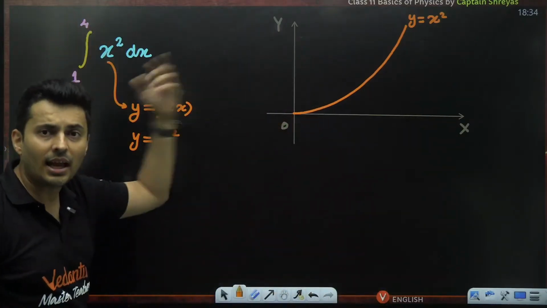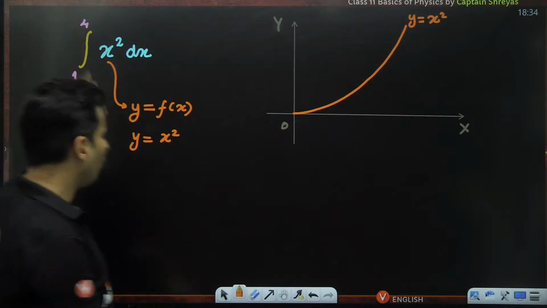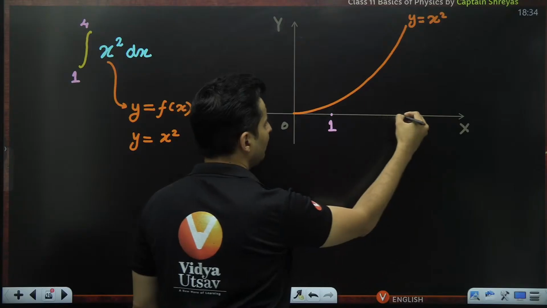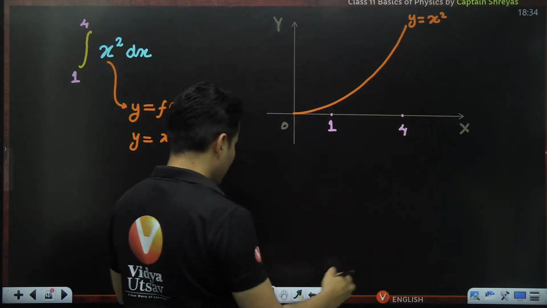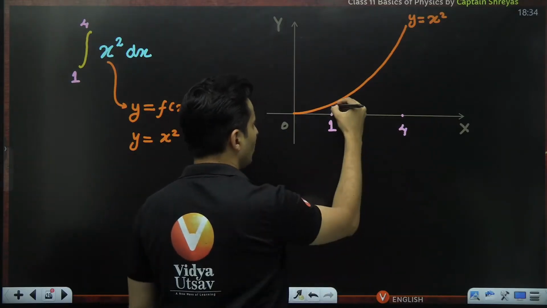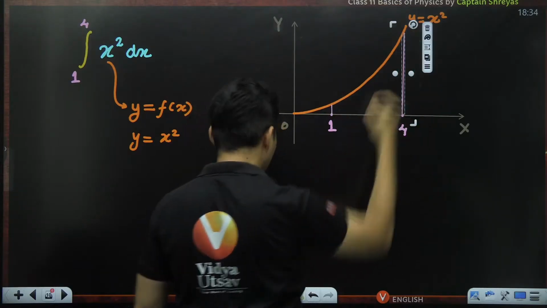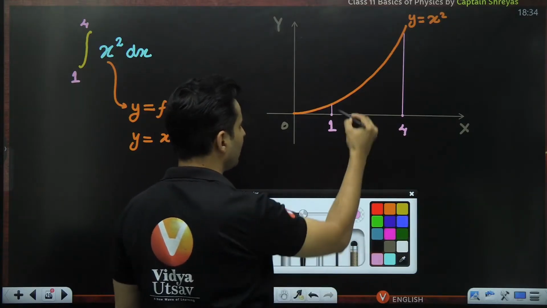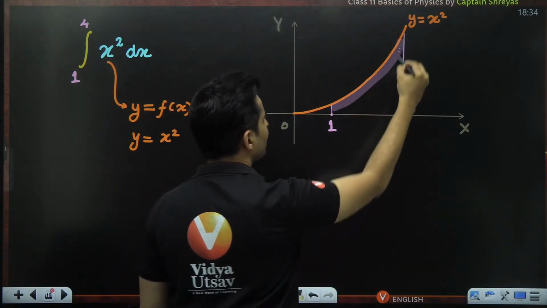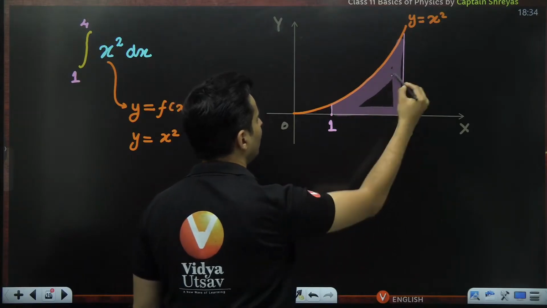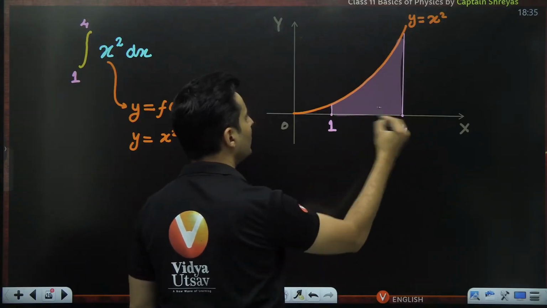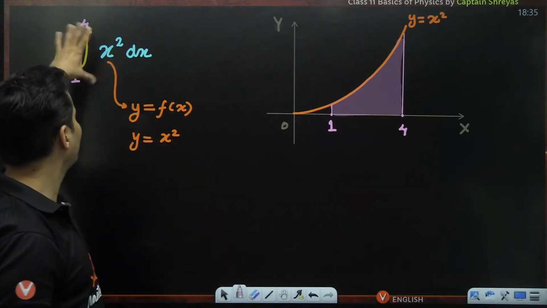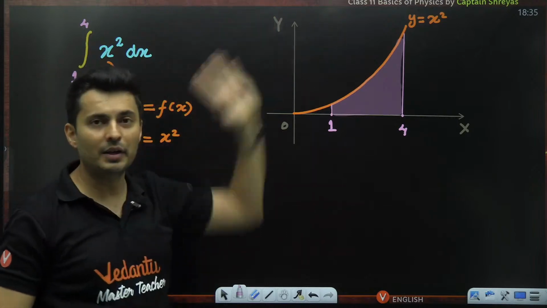Integration means I am finding the area from where to where, 1 to 4. Point 1 might be here, 2, 3 and 4 might be somewhere over here. So if I show a vertical line here and here, what I am trying to find is basically the area under the curve between these 2 points. That is what I am trying to find. Is this absolutely clear, my dear students? Is this absolutely clear what we are trying to find over here if this was given to you?